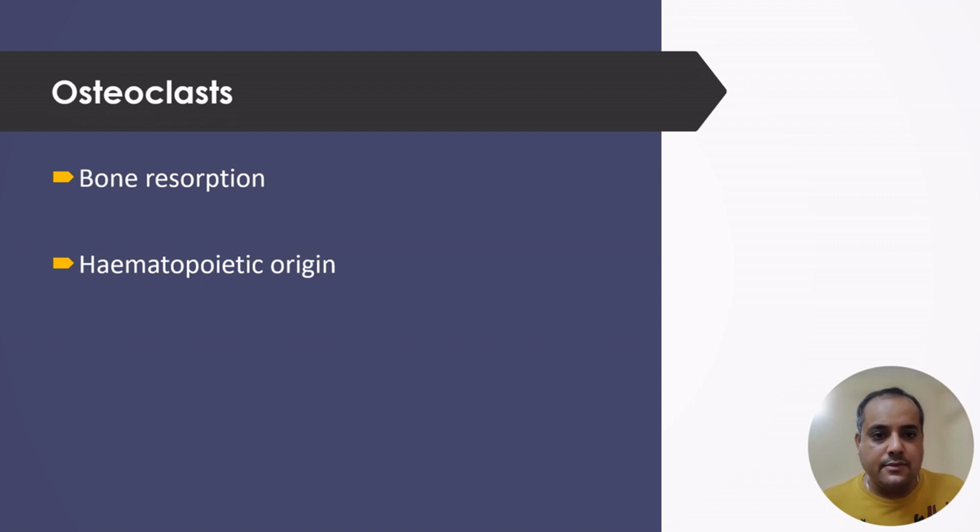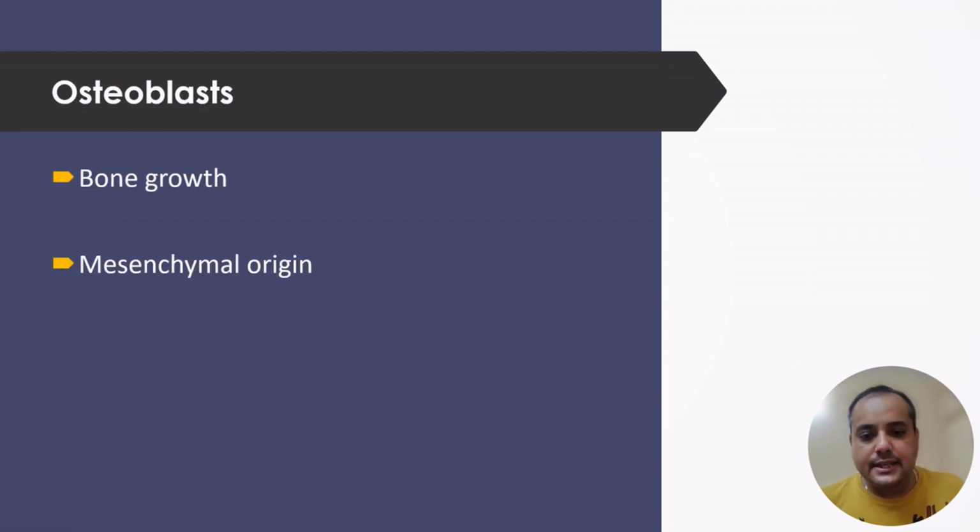Now, as I've already told you, in bone remodeling, two processes happen together. First is resorption and second is bone formation. The cells that help in resorption are the osteoclasts. These osteoclasts cause bone resorption, and these cells are of hematopoietic origin. The second cell that causes bone formation or bone growth is the osteoblast, and these osteoblasts are of mesenchymal origin.